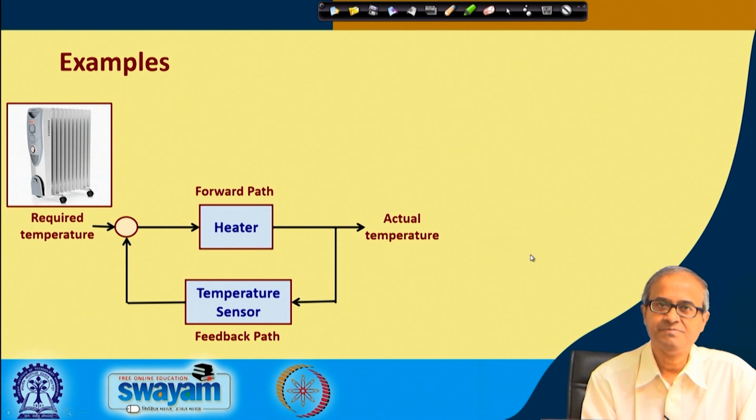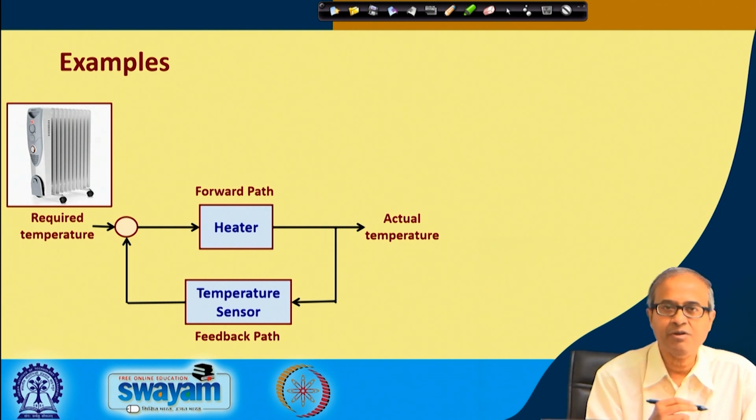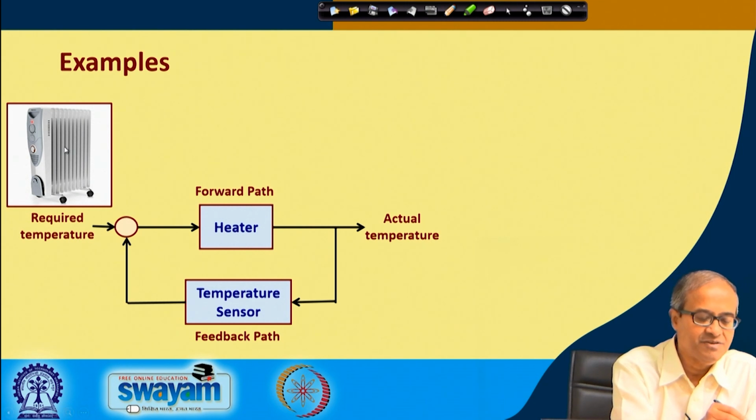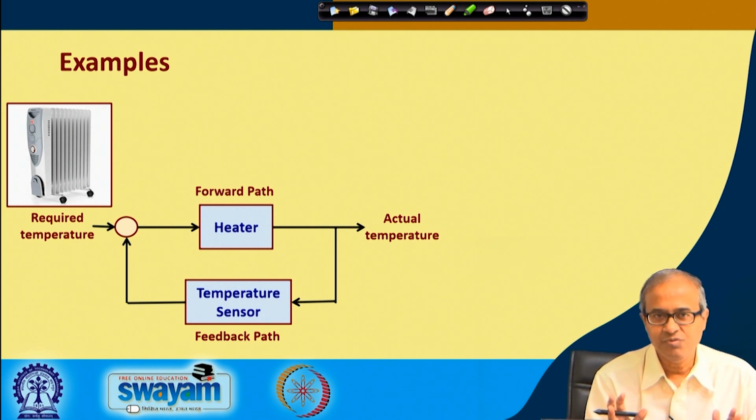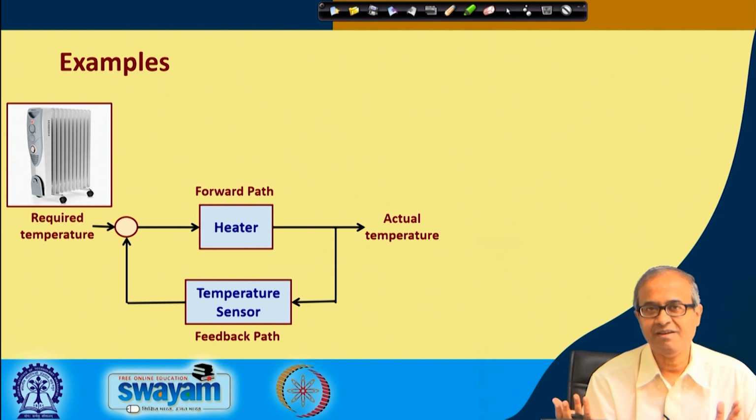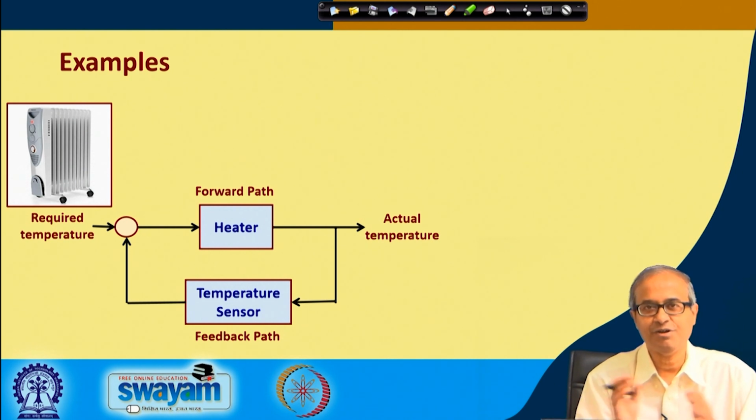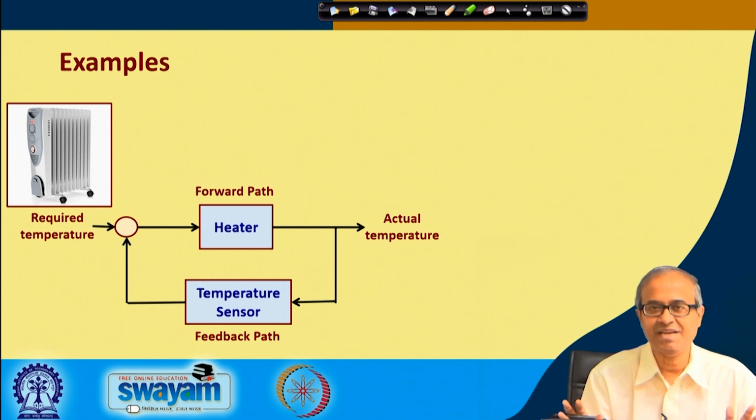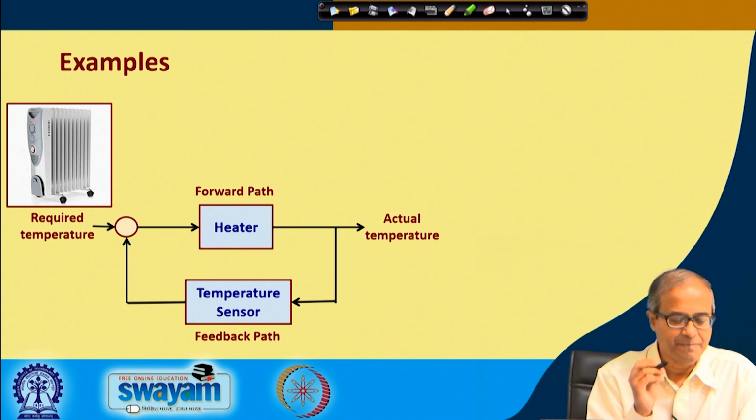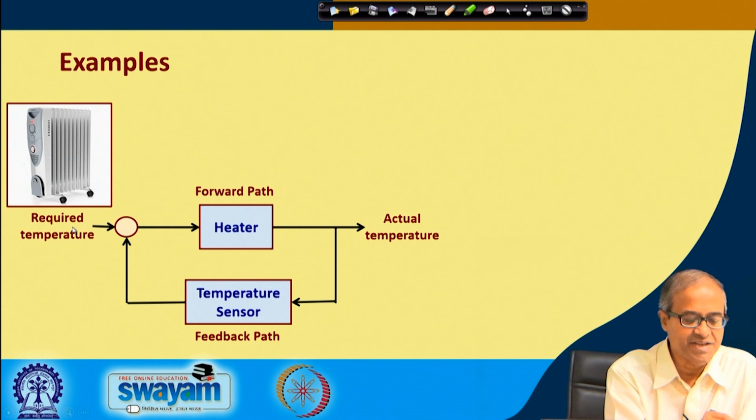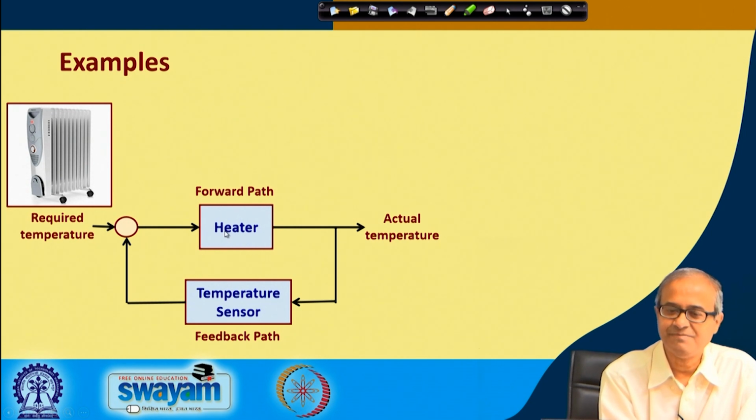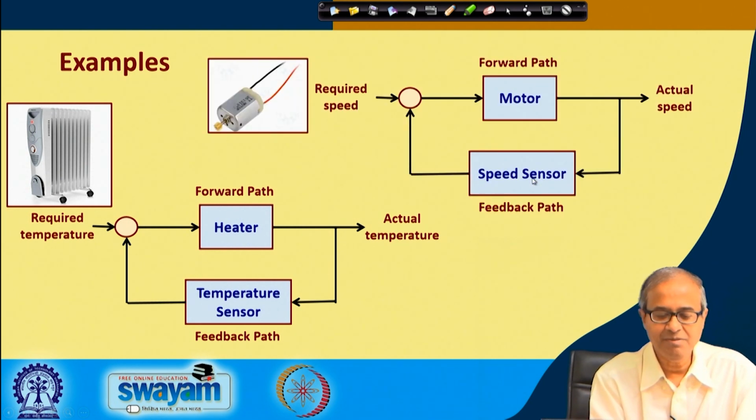First, let us look at some examples. This is a very simple example of a room heater. Suppose I have a room heater where I have set a required temperature. Here I am assuming that I am in a place which is quite cold. If you are residing in a place which is hot, you cannot appreciate this example. So, I need a room heater. There will be a temperature sensor in the feedback path, the actual temperature will be sensed, the comparator will find the difference, required temperature minus this, and in the forward path the controller will be controlling a heater.